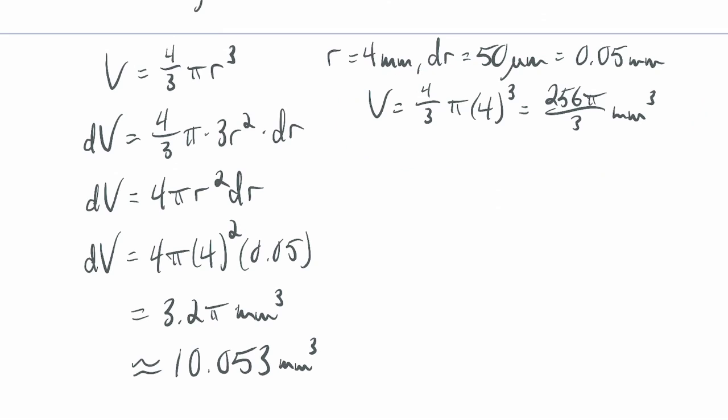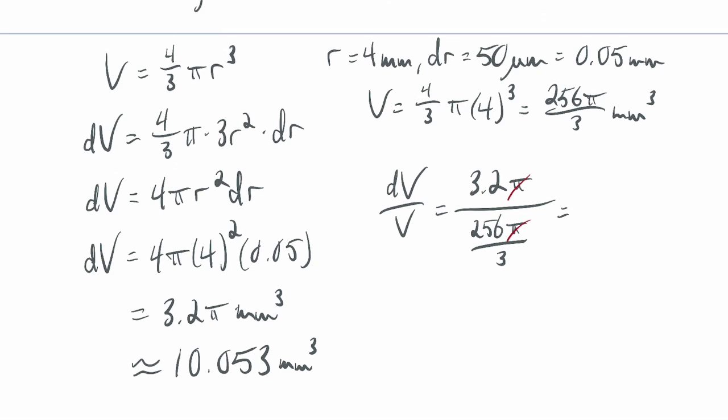So we can say that dV over V is an estimate for my error in the volume. Well, dV we said was 3.2 pi. V was 256 pi over 3. Well, I can do a little bit of simplification. And of course, these are both in cubic millimeters. Get those pi's out of there. And I guess I could write that 3.2 as 32 over 10. In fact, maybe I should have started that way, but that's fine.